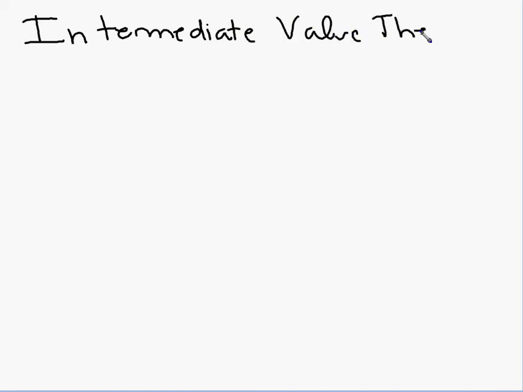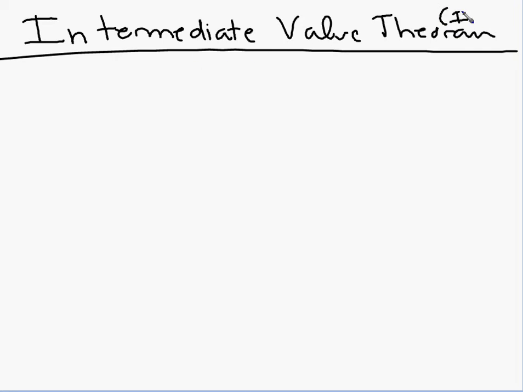Now, a very important theorem: the intermediate value theorem, sometimes called the IVT. We're going to learn two different theorems this year that have the word value in them, and we have to keep them straight. This is the intermediate value theorem. Later, we're going to learn the mean value theorem. So we have to keep these two straight.